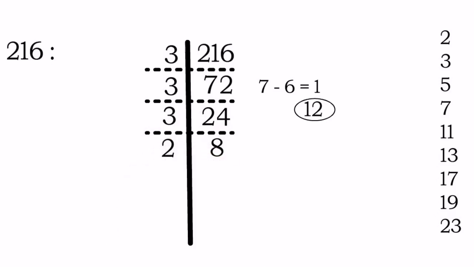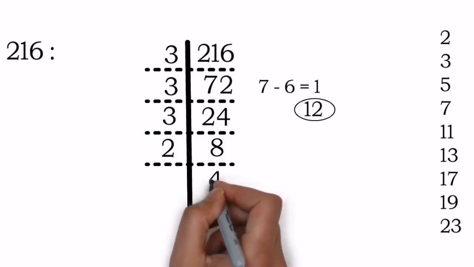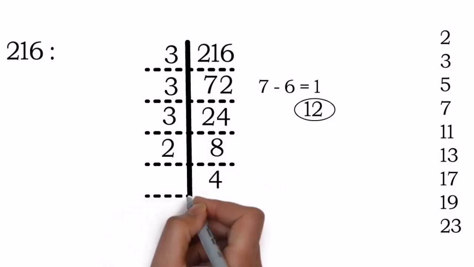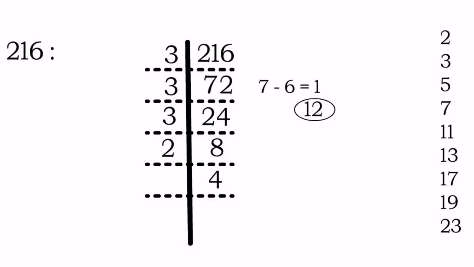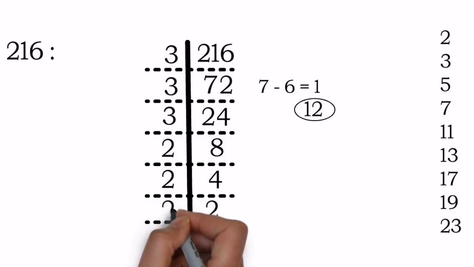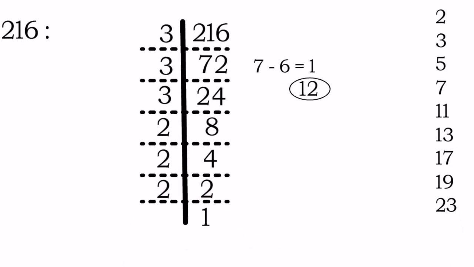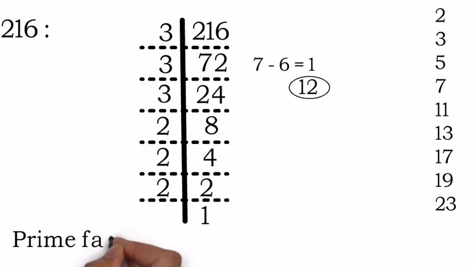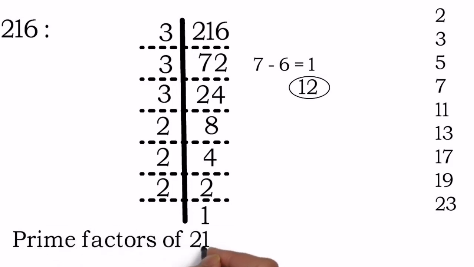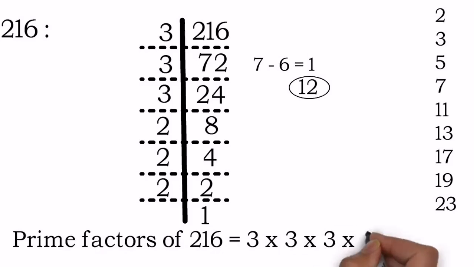Now this 8 can be divided only by 2, correct? We require only prime numbers, so we cannot take 4, especially on the left side. So when you divide 8 by 2, we get 4. Then 4 is divisible by 2. When you divide 4 by 2, we get 2, and in that manner, we get the last number as 1 on the right-hand side. So all the numbers on the left-hand side are prime numbers, and that is our answer. So 3 into 3 into 3 into 2 into 2 into 2 are the prime factors of 216.